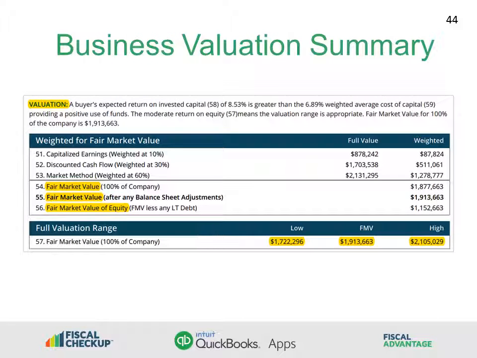Finally, the business valuation is summarized on the bottom of the page. The fair market value listed on line 54 is the value with the balance sheet adjustments on line 55 and the value of the equity on line 56. Line 57 shows a valuation range of plus or minus 10% of the value that was listed on line 55.